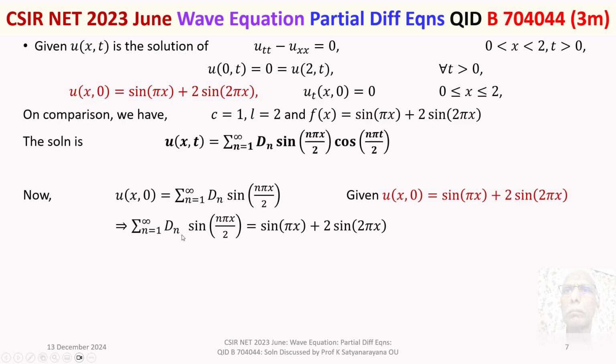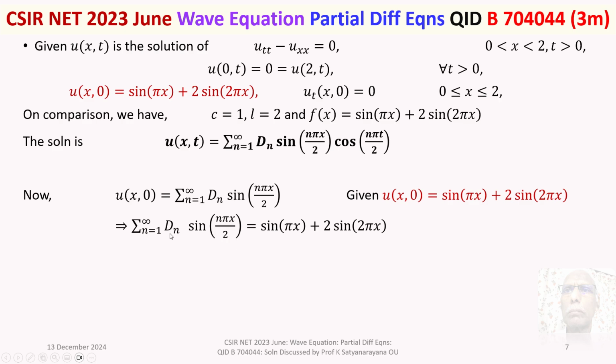If you take n is equal to 2, sine of 2 pi x by 2, the 2 cancels, you will get sin pi x. So that means the coefficient of d2 is sin pi x. In a similar fashion, we see n is equal to 4, sin 4 pi x by 2, that is 2 pi x.